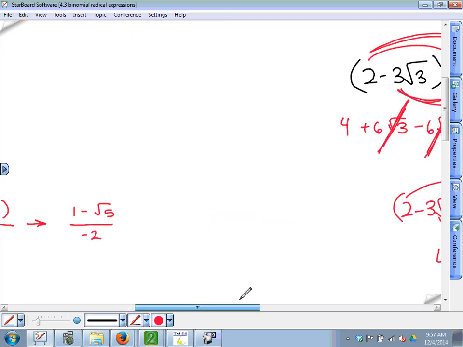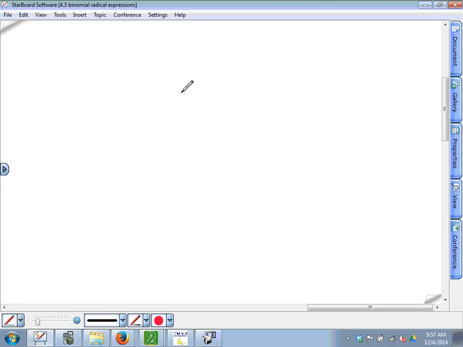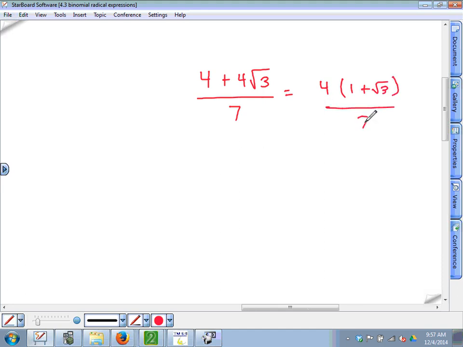Now, I need your eyeballs up here for a second. I'm going to move back over to a blank screen. Let's say that you'd solved a problem and you ended up with this: 4 plus 4 square roots of 3 all over 7. Could you still factor out a 4? You still could, but then does the 4 have anything that simplifies with the 7? No. So then I wouldn't expect you to, and I don't think the math homework would either. If this is where you are, then you just leave it, because 4 doesn't simplify with the 7. You see the difference there?